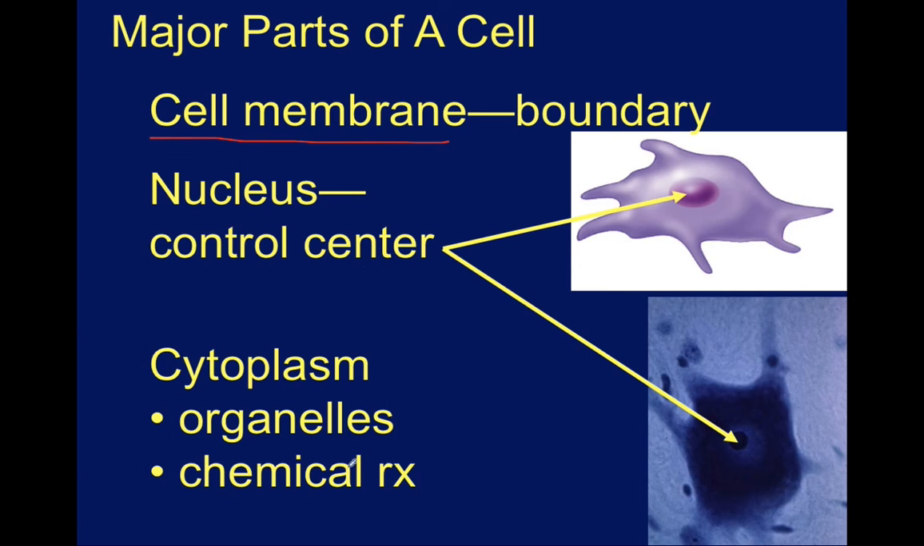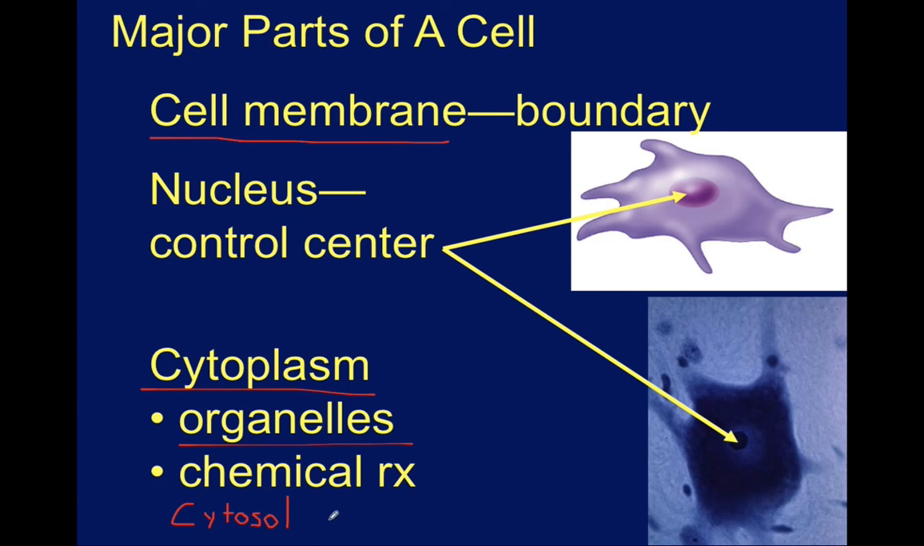Our third principal component of cells is what's known as cytoplasm. Cytoplasm is made up of both organelles and a substance known as cytosol. Cytosol is the fluid that all of our organelles are contained within. As I mentioned, there are many different organelles, and all of them are going to serve different functions. But those organelles are contained within the cell membrane and have to be suspended in some type of substance, and that is the cytosol.